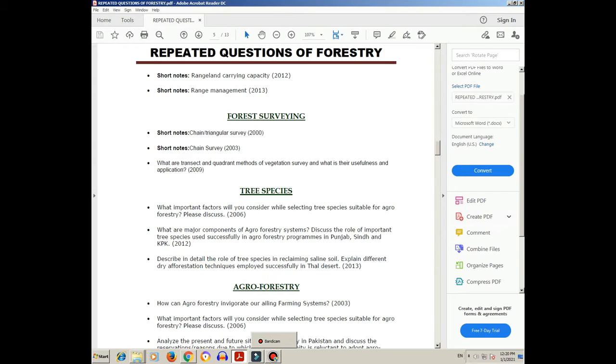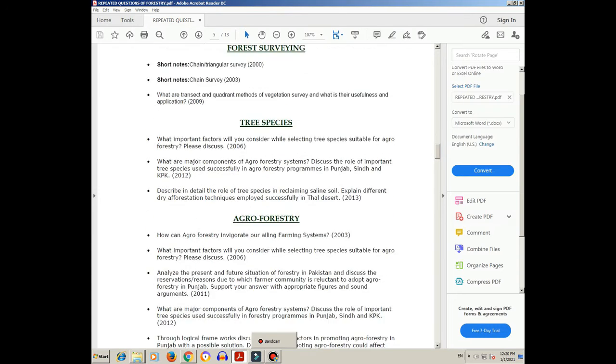2009 Tree species. What important factors will you consider while selecting tree species suitable for agroforestry? Please discuss. 2006 What are major components of agroforestry systems? Discuss the role of important tree species used successfully in agroforestry programs in Punjab, Sindh and KPK. 2012 Describe in detail the role of tree species in reclaiming saline soil. Explain different dry afforestation techniques employed successfully in Thal Desert.